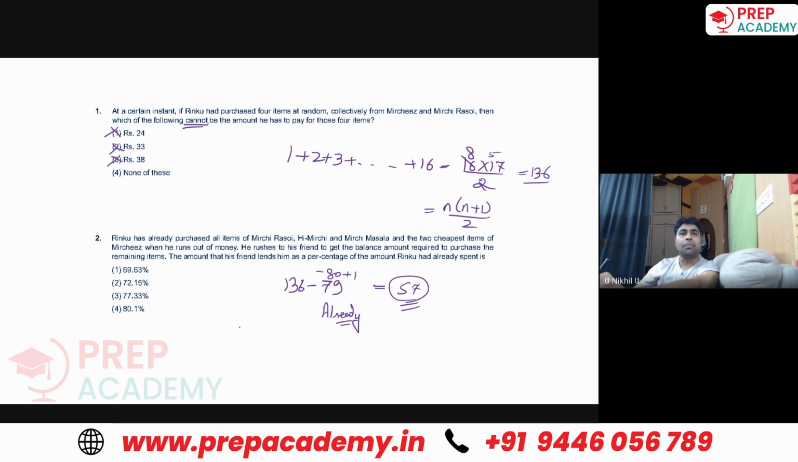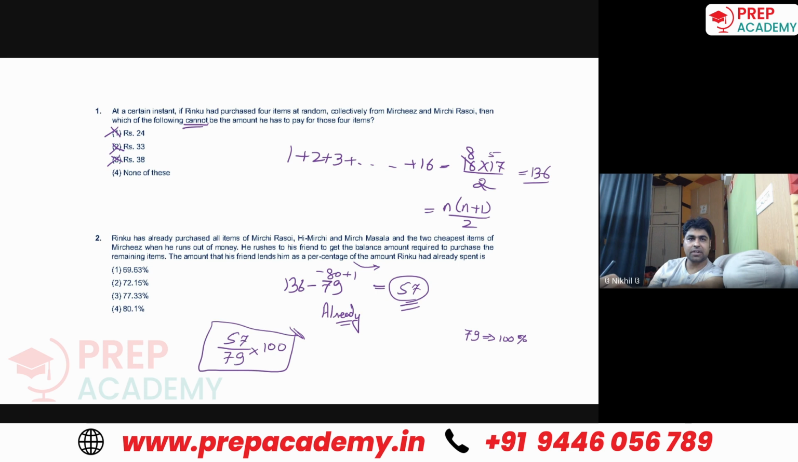Now, the amount that his friend lends him, that is 57, as a percentage of, after the word of, whatever comes, you have to take it in the denominator. The amount he had already spent was 79. So what is this value? This is something we need to calculate. For such a calculation, we assume 79 to be 100 percent, and then try to reach near 57. The options given are very close to 70%, 80%. So let's find out what 80% would be.